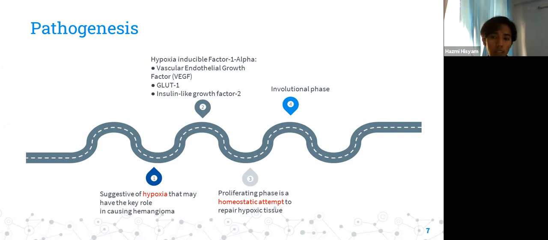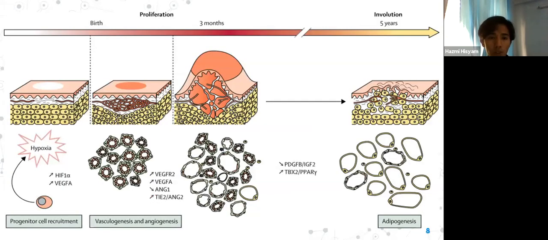So all these factors are called angiogenic factors, which cause and enhance the proliferation and differentiation of endothelium. Then it will start to proliferate as a hemostatic attempt to repair the hypoxic tissue. And lastly, it will have an involutional phase as it will regress, and usually it will leave a scar or any skin lesion. So this is the diagrammatic of the pathogenesis if you want to appreciate it visually.